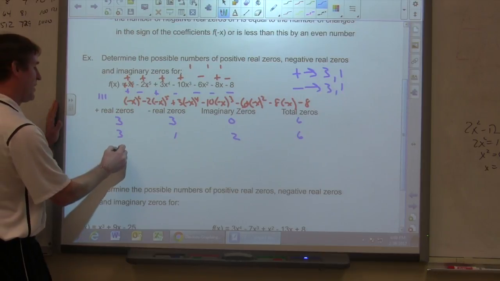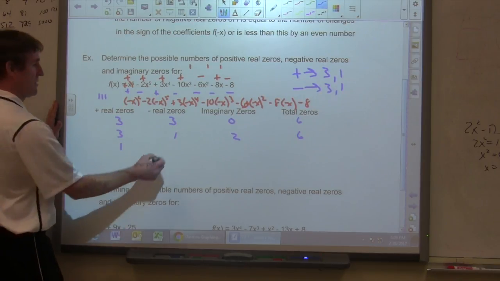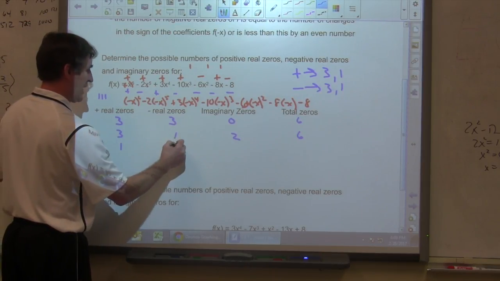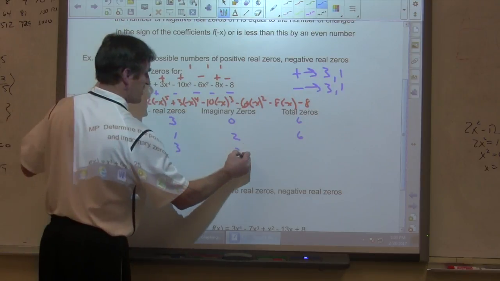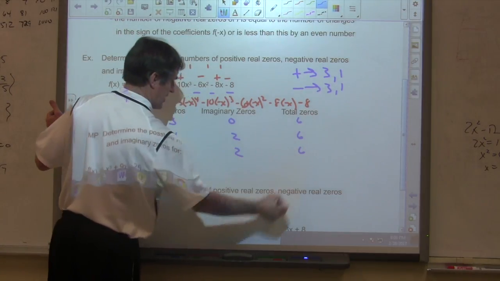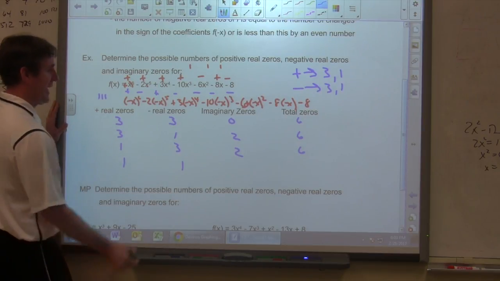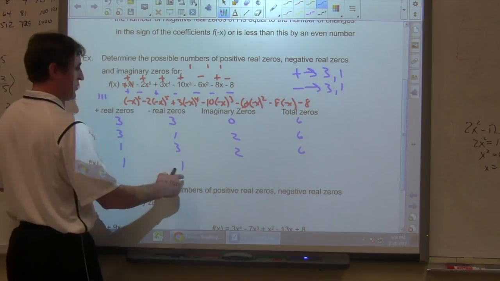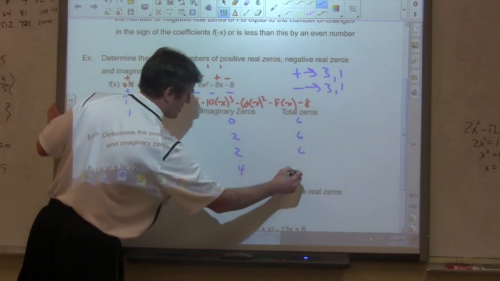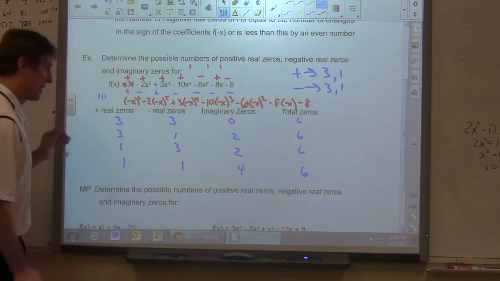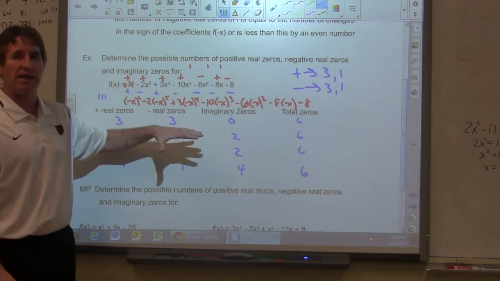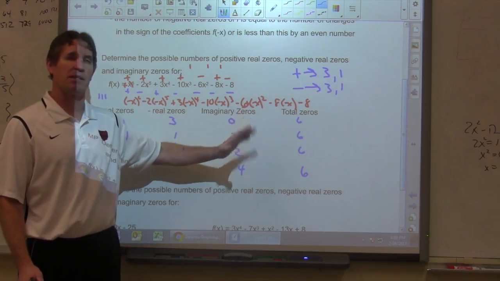We could have 1 positive, and we could have 3 negatives, which still gives us 2 imaginary, which gives us still 6. Or we could have 1 positive, 1 negative. That would mean we have 2 answers, so we'd have to have 4 imaginary solutions, which gives us that total 6. So you'll have to make a chart like this and show all the different possibilities you can have.